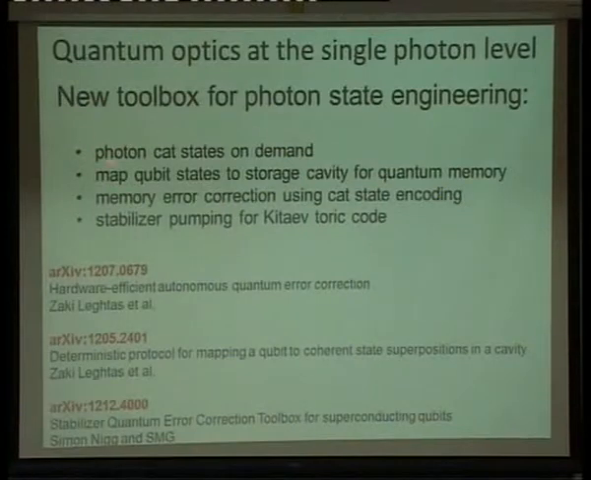So it's now very easy to make photon cat states, to map qubit states onto the photon states of a storage cavity, to do so in such a way that the qubit state is mapped onto a Schrodinger cat state in the cavity in a clever way that means that if you use that as a quantum memory, it still works even if it loses photons. So that protocol has been developed. The first step in the experiment has been done, but that hasn't yet been achieved.